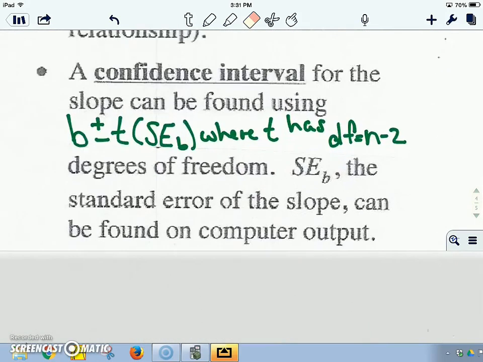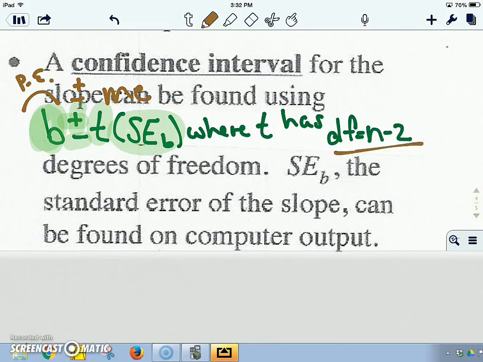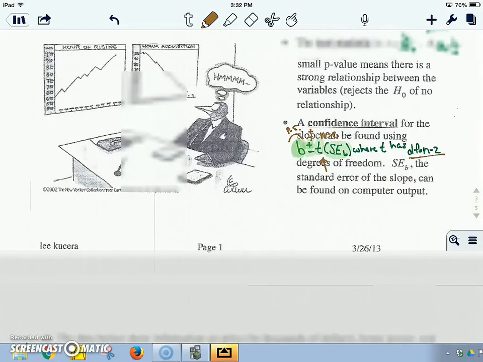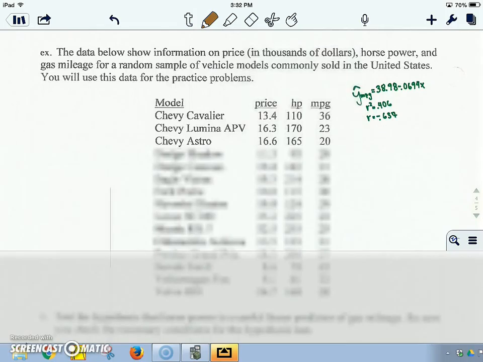Also, just like normal, for a confidence interval, we have the point estimate, or the estimate of the slope, plus or minus the t-value we could find, times the standard error. So we have the point estimate plus or minus the margin of error. And we need to use the degrees of freedom of n minus 2 to find our t-value. You can read this later. So let's do an actual example on the next video.